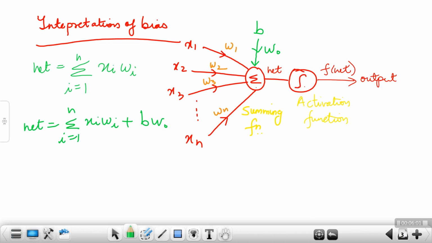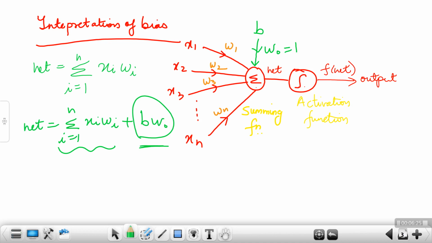So this is your new net including the bias. You can consider that this extra term is added. Sometimes this is called net, and this is the extra term. This weight usually can be assigned as W naught is equal to 1 also. It depends.